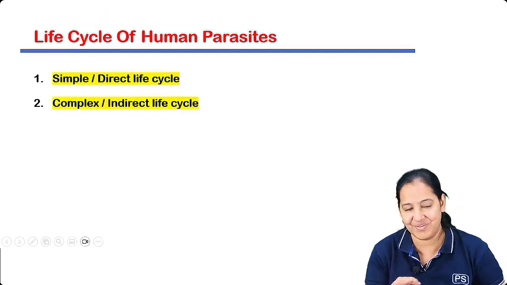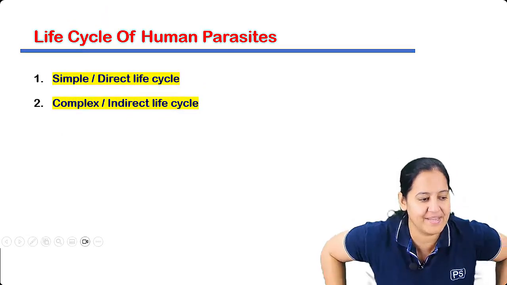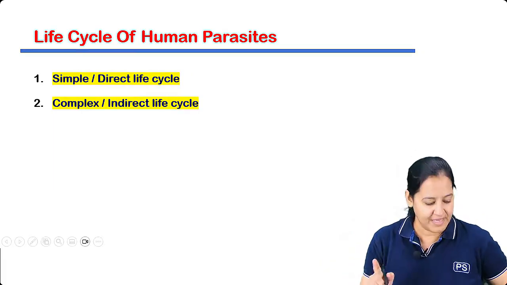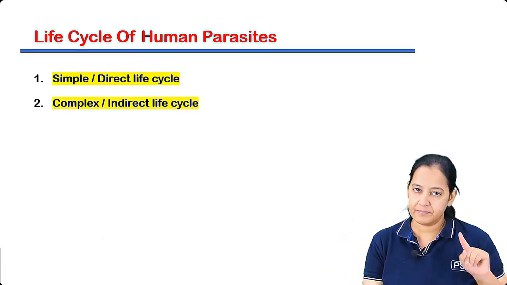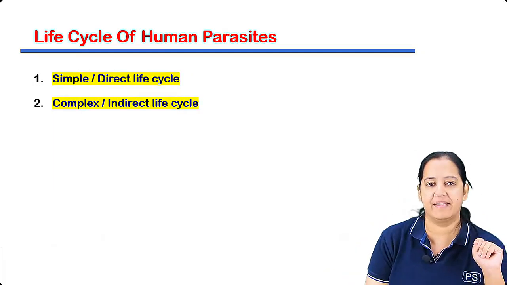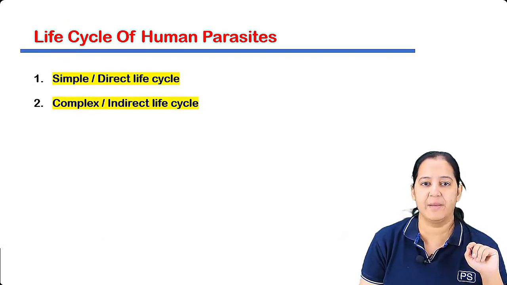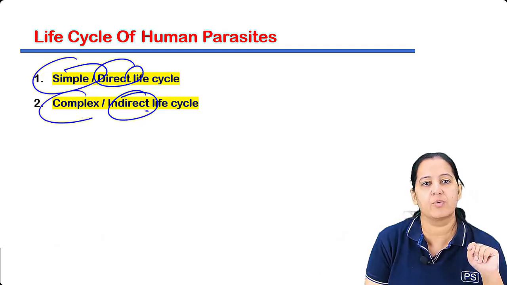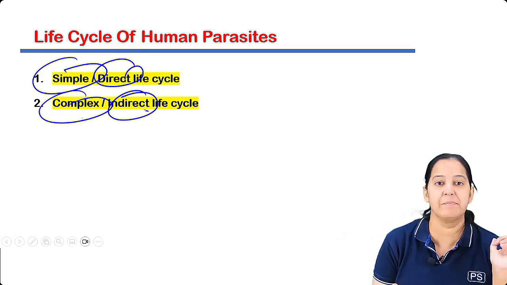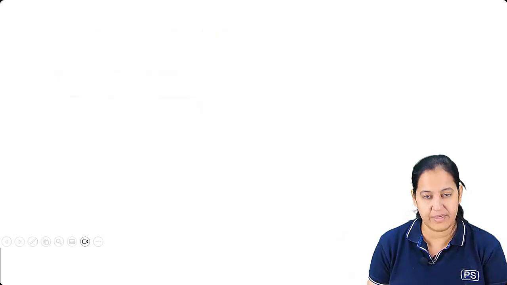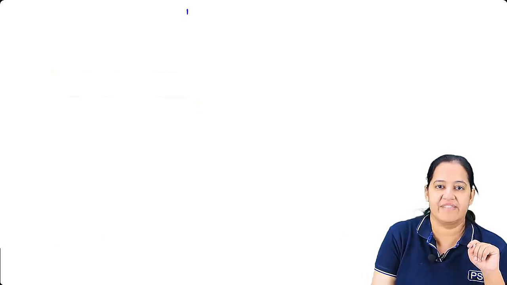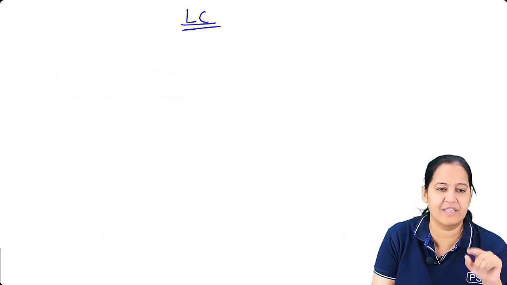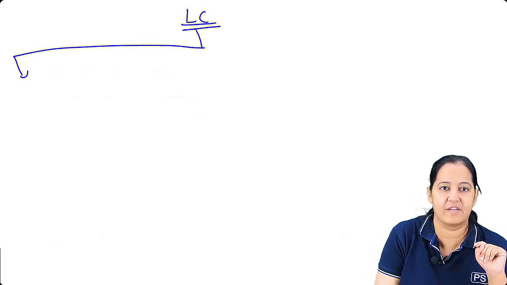Okay, let's go. The next thing, before starting the parasites, let me tell you one more thing. What is that? The life cycle of the parasites. There are 2 types of life cycle in the parasites: direct and indirect. Direct is also known as simple, indirect is also known as complex. What do you mean by direct or simple, indirect or complex? Okay, listen. After talking about the life cycle, we will start the parasites, one by one, as usual.